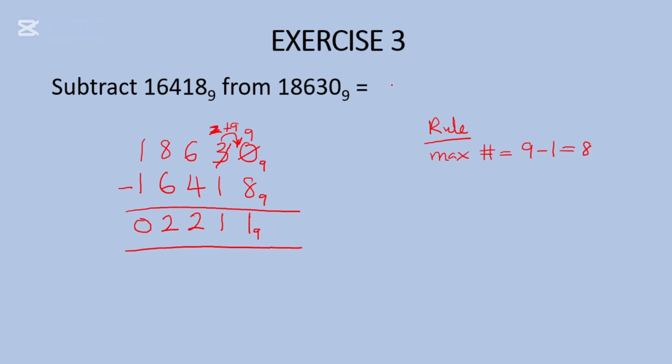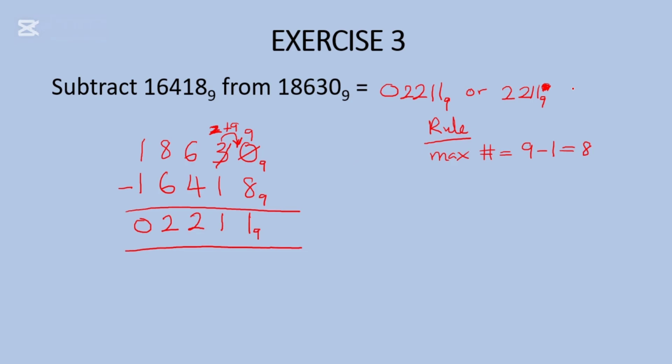So our final answer is 0.22119. If you like, you may not put that. You may decide to write it like this, 22111 to base 9. So let's take this out of it. So I believe you understand what is happening here.